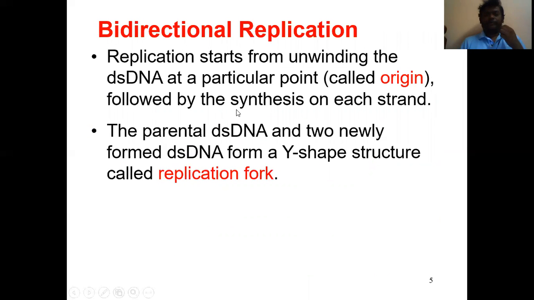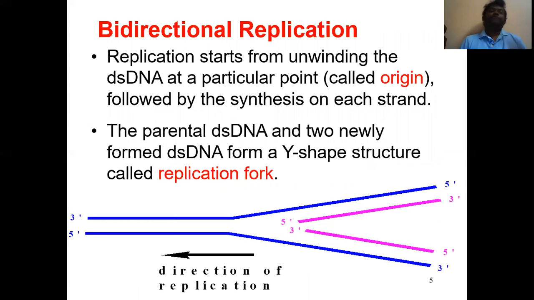The bidirectional replication. So here the replication process is bidirectional. That means the replication will start in both directions. And first of all, the replication starts by unwinding the double-stranded DNA at a particular point called the origin. Here, this area is called the origin, followed by synthesis of each strand.